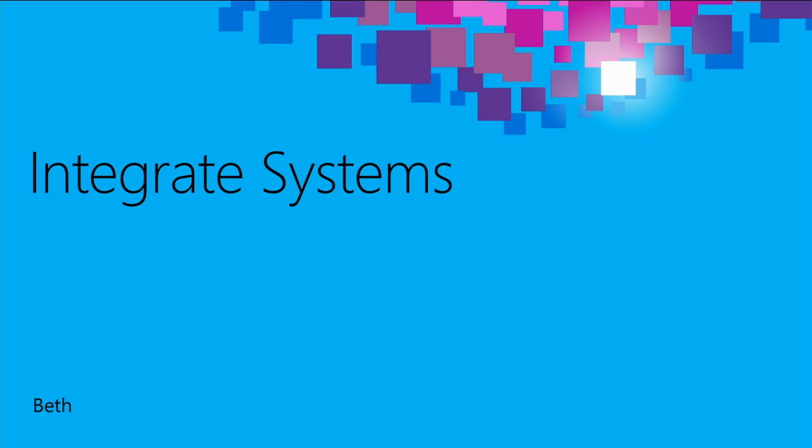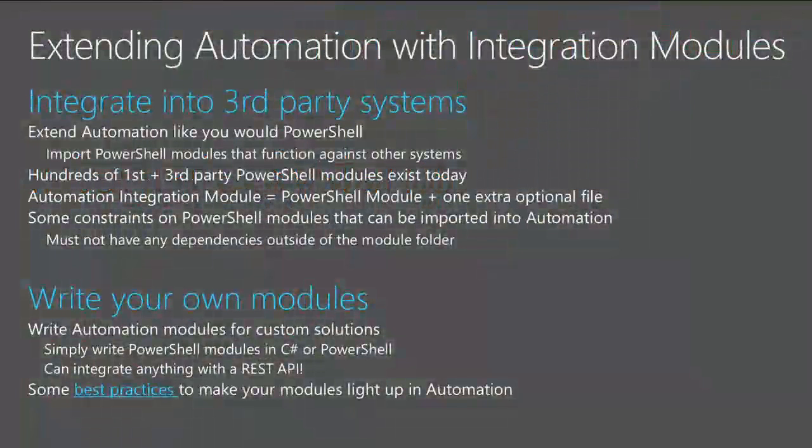Sure. So now we want to talk about how you can extend automation to orchestrate processes across different systems. The way that you extend automation is through an integration module. And automation is PowerShell workflow, so you extend automation just like you do in PowerShell.